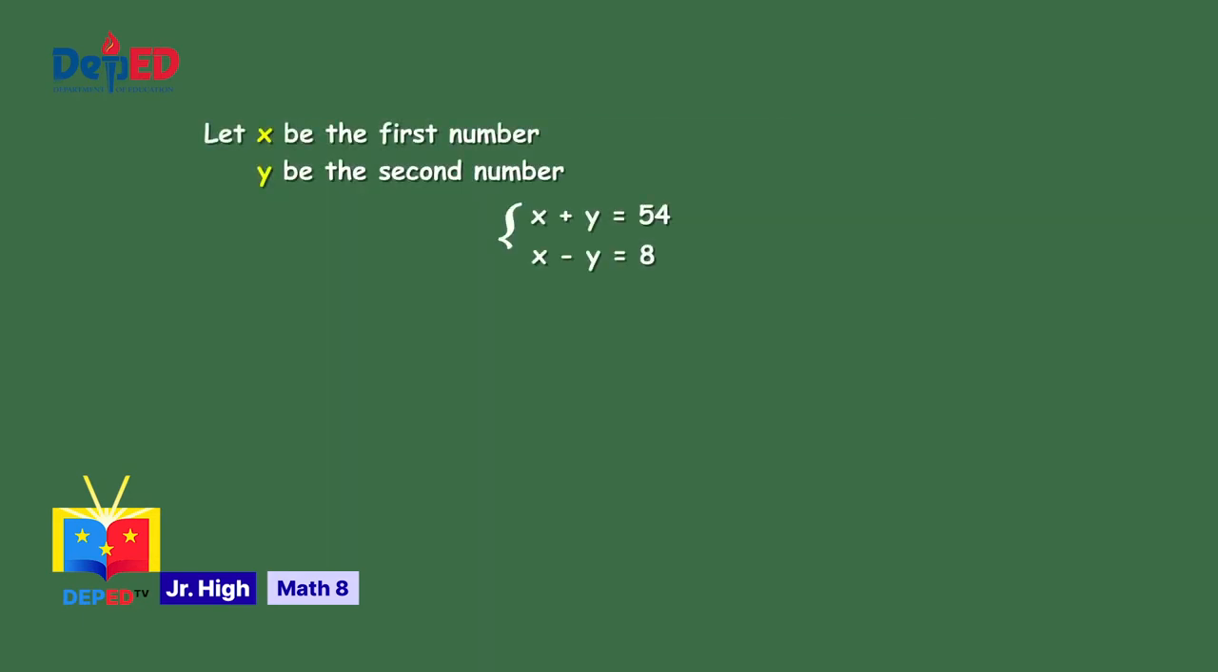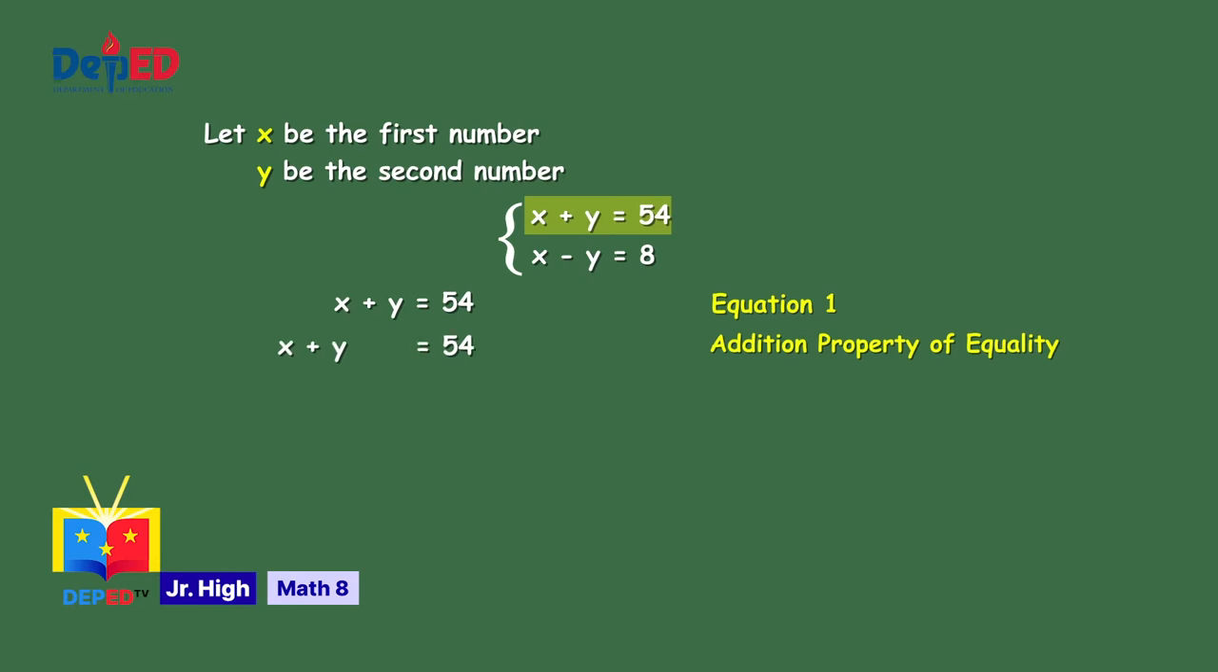Look again at our system. Let us use the first equation. Next, by the addition property of equality, we can add any real number to both sides of the equation, and the mathematical statement will still hold true. In this example, let us add 8. So x plus y plus 8 equals 54 plus 8.